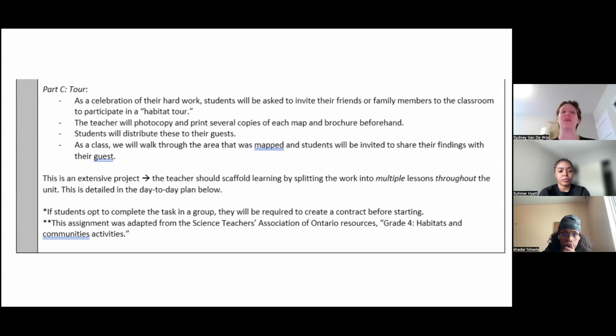Importantly, this is a pretty substantial project. It's quite extensive, so it's really important to scaffold the learning by splitting the work into multiple lessons. And you'll see when I go through the day to day that this is actually embedded throughout the unit. It's not something that's all done right at the end. This project could be done in groups or independently, but I have noted if students do it in groups, they should make a contract before starting.